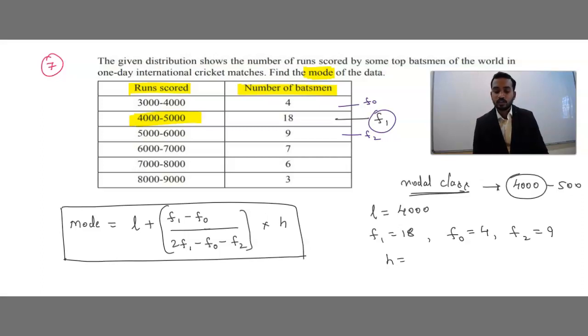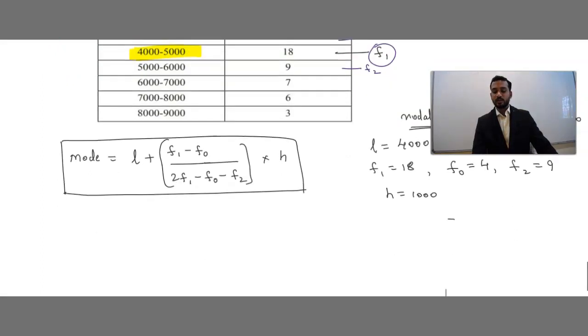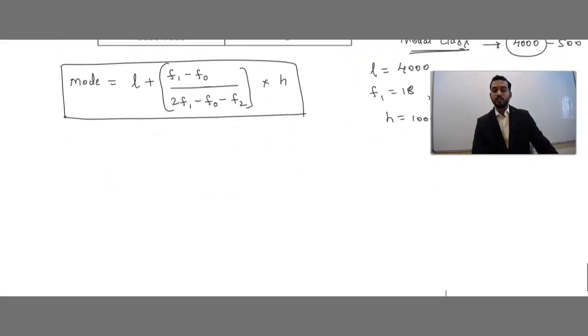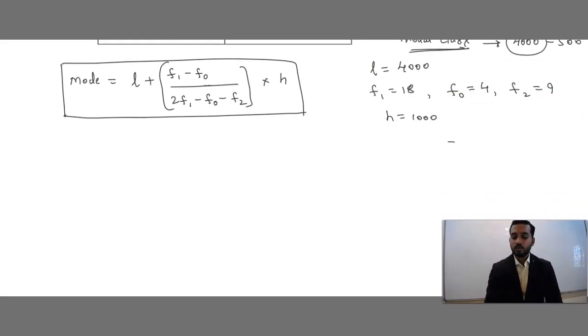H means the difference between the numbers 4000 to 5000, as I told you. So what is the difference between 4000 and 5000? That is 1000. Or 5000 minus 4000, you will get the difference. That is H. So H is 1000. So simple, right? Or is it difficult? Tell me soon. It's easy, no? Yes, it's very easy. Now, just substitute these values.